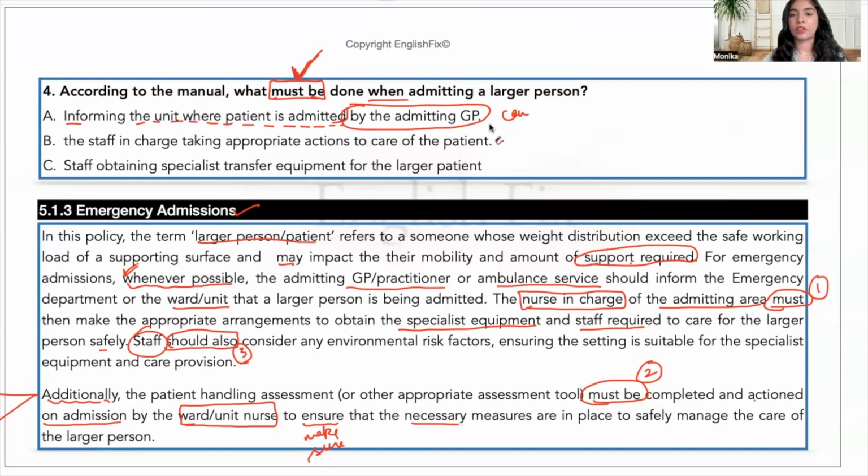No, listen, first of all, this does not have to be done. This can be done. Can be. That means whenever it is possible. So if it is not possible for me today, it's okay if I don't inform them. Okay? It's okay. And it's the GP? No. It can be the ambulance service as well who can inform them.